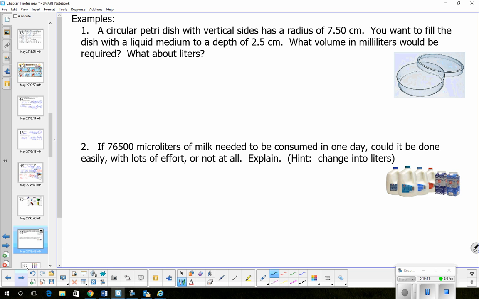Okay, so here we have some examples of what we needed on the other. A circular petri dish with vertical sides has a radius of 7.5 centimeters. You want to fill the dish with a liquid medium to 2.5 centimeters. What volume in milliliters would be required? What about liters? Okay, so what do I do?